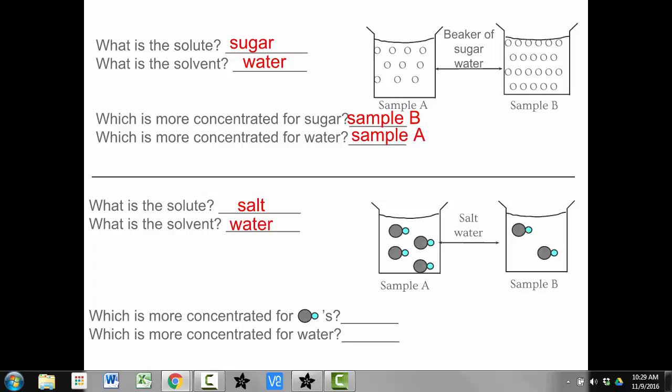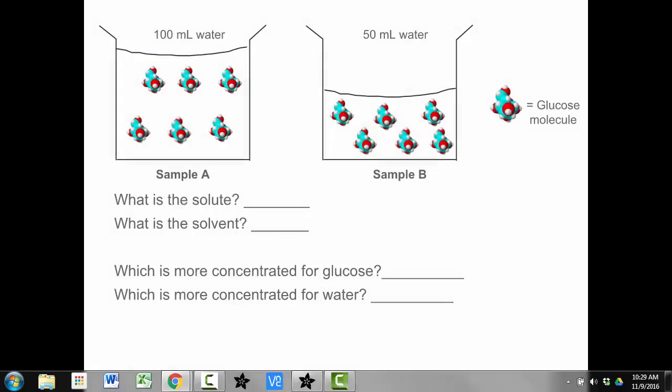Which has a higher concentration of salt molecules? Casey? A. Which has a higher concentration of water? Aaron? B. So it's kind of common sense. But let's look at something a little different.